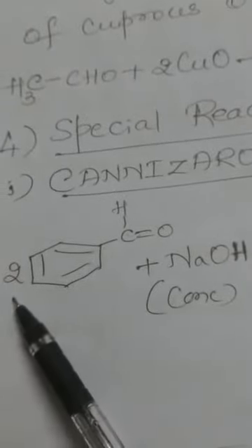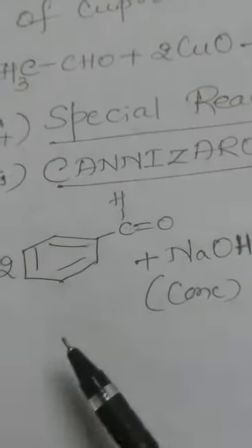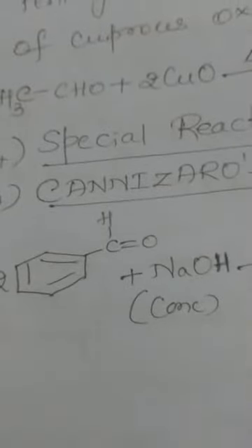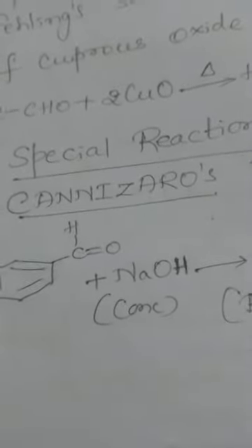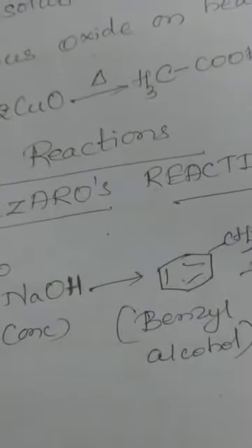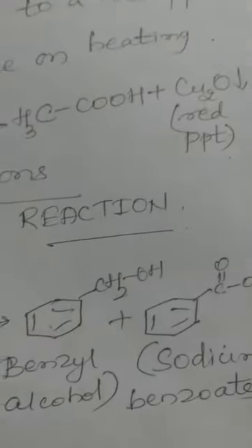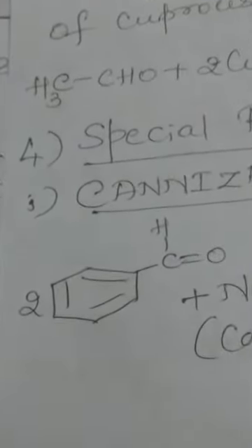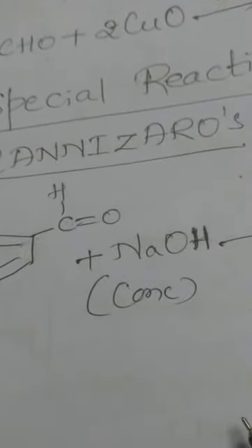Remember, here 2 molecules of benzaldehyde are taken, because one molecule undergoes oxidation, the other molecule undergoes reduction. So simultaneous oxidation and reduction takes place to form the corresponding alcohol and salt of the corresponding carboxylic acid. If I take one particular example, here I have taken benzaldehyde C6H5CHO, 2 molecules with concentrated sodium hydroxide NaOH. This is concentrated sodium hydroxide.